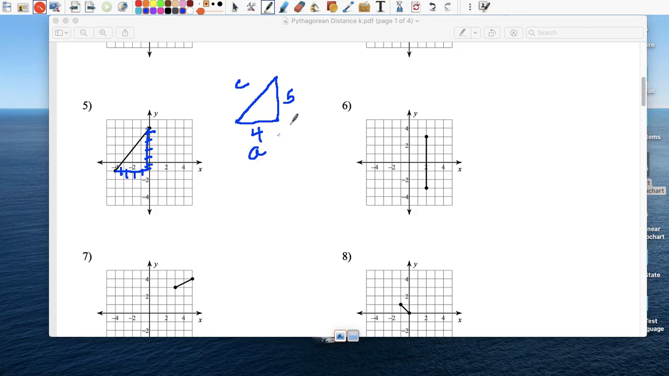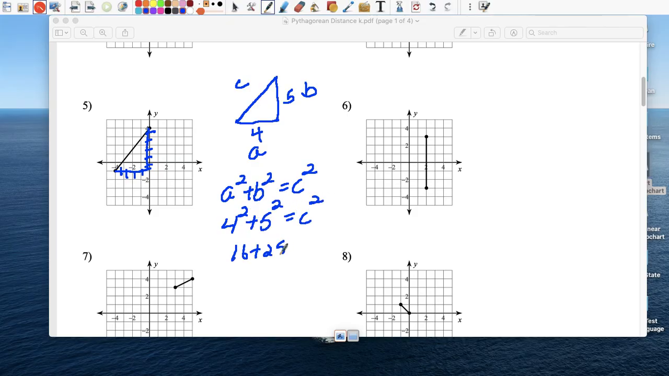So these are legs A and B. A squared plus B squared equals C squared. So A squared is 4 squared, B squared is 5 to the second power, equals C squared. We're going to go 16 plus 25 equals C squared. That's 41. Take the square root of both sides. And C, for us here, is going to be rounded 6.4. Okay, so about 6.4. And that's it, rinse and repeat for the other problems.